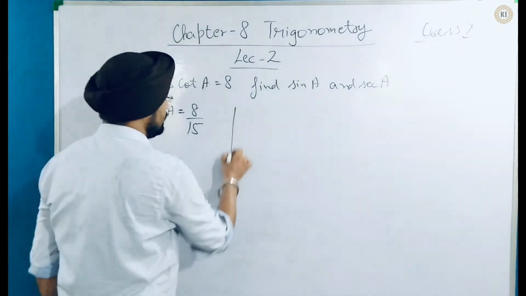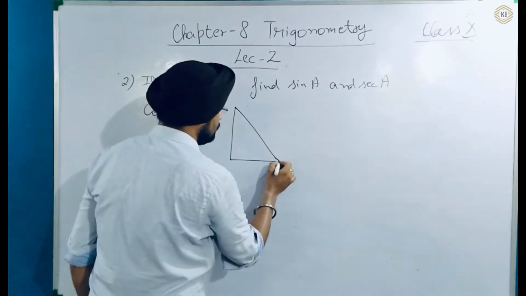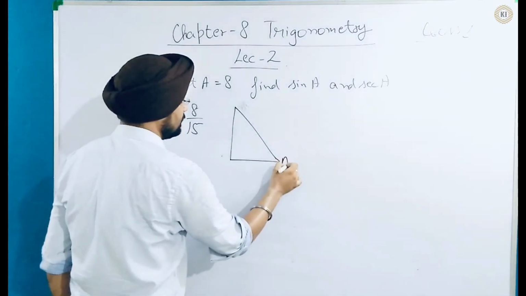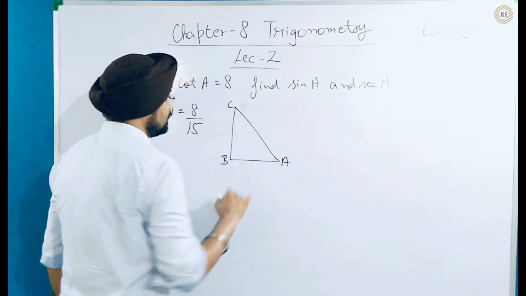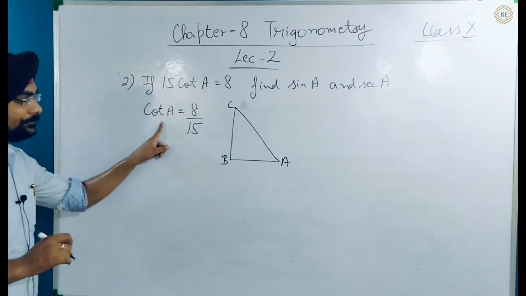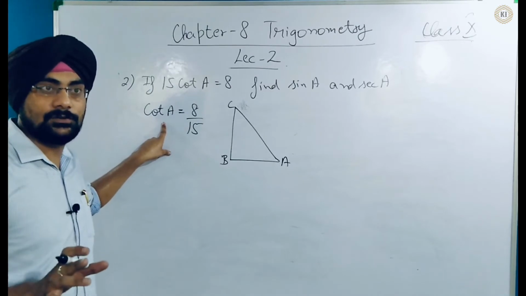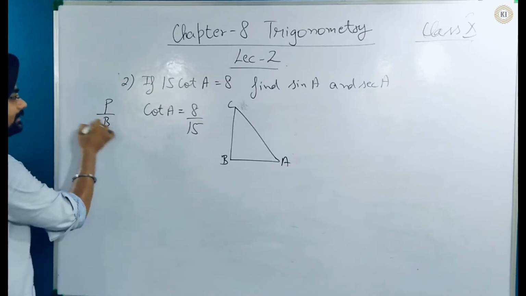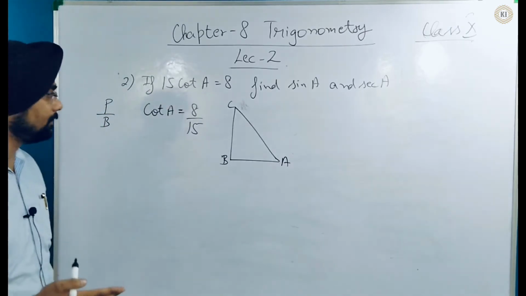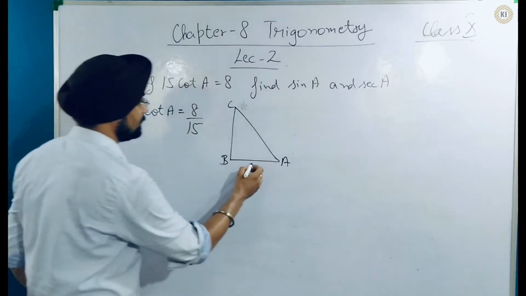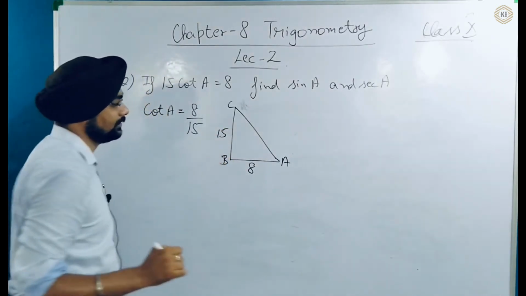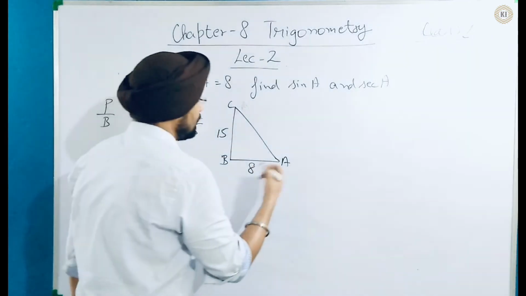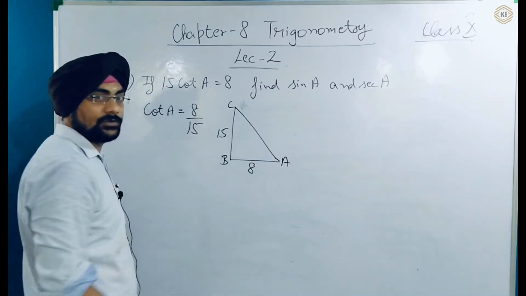Now again we draw a right angle triangle. Suppose A is the angle, so we label the vertices A, B, C. Now we have to calculate, first of all, cot A. Cot value is the reciprocal of tan. Tan we know is perpendicular upon base, so cot will become base upon perpendicular. So the value 8 is your base upon perpendicular. Now we apply the Pythagoras theorem to calculate the value of AC, and it will become 17.